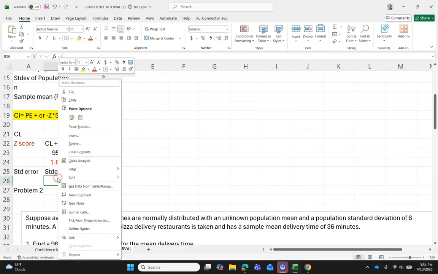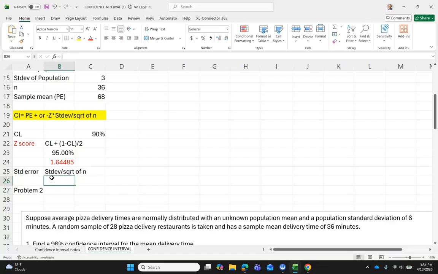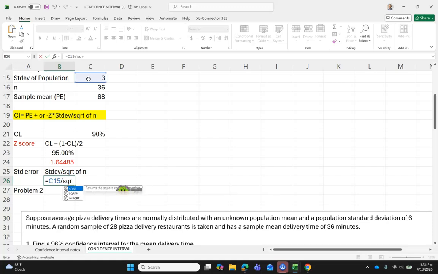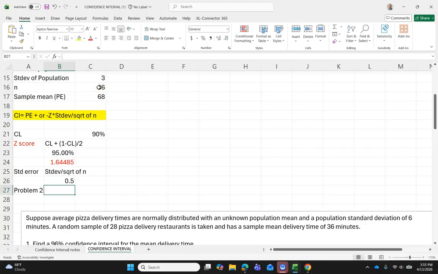So in this case, standard deviation is given. Let's put an equal sign. Standard deviation of the population is 3 divided by SQRT. So select square root, and we need to find the square root of this sample size, which is n. And so in this case, we have our standard error, which is 0.5.